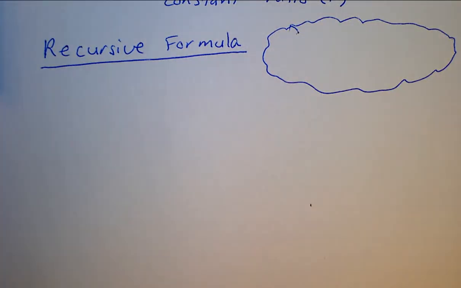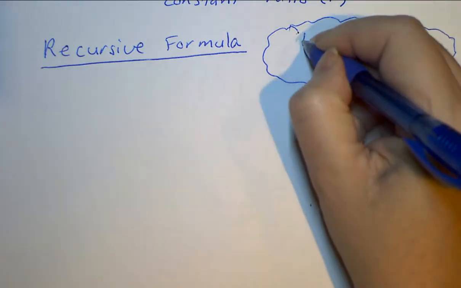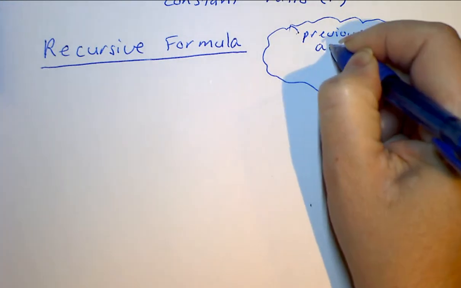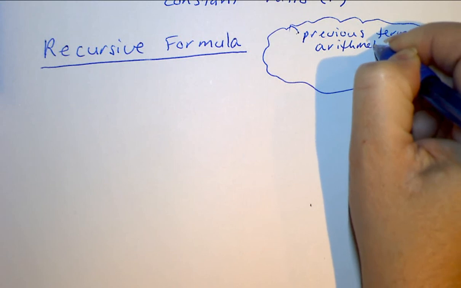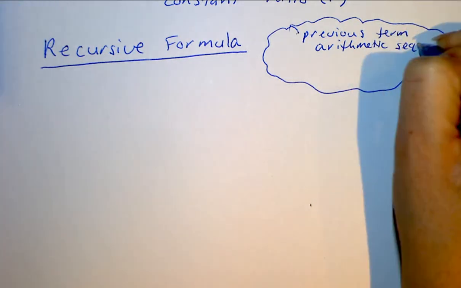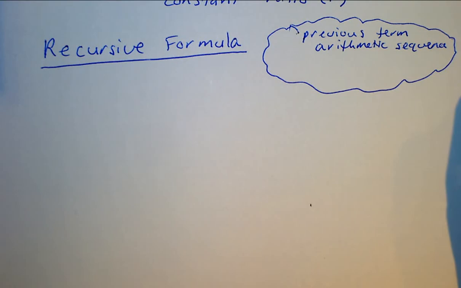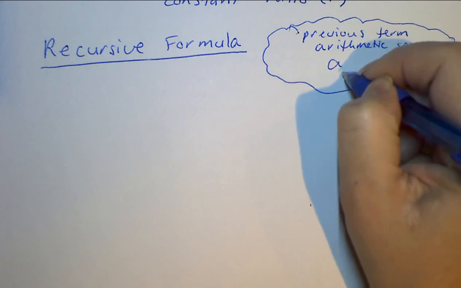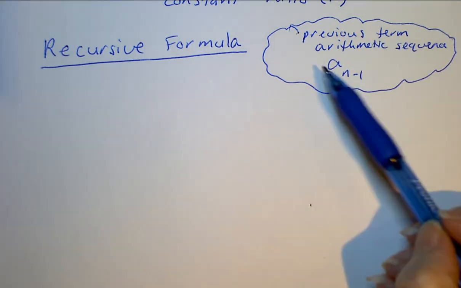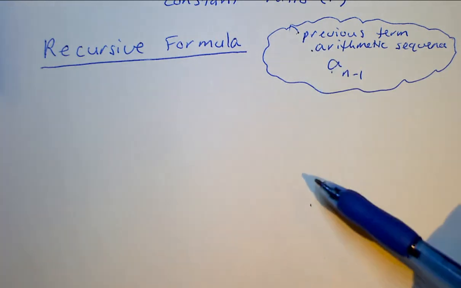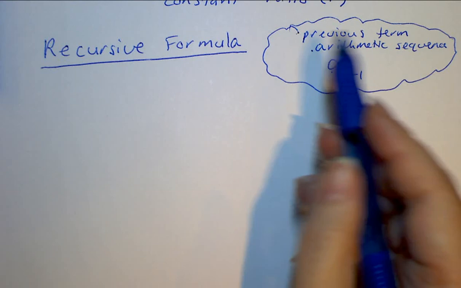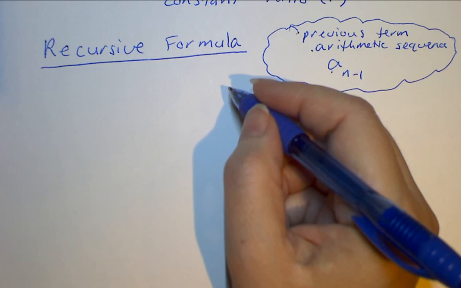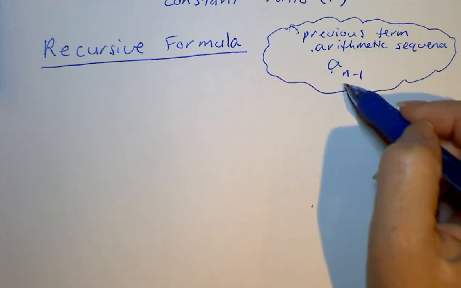How did we denote the previous term in an arithmetic sequence? What was that? A little louder. Yes, it was a sub n minus 1, and a is because of arithmetic. So how do you think you denote the previous term of your geometric? Yes, g sub n minus 1.